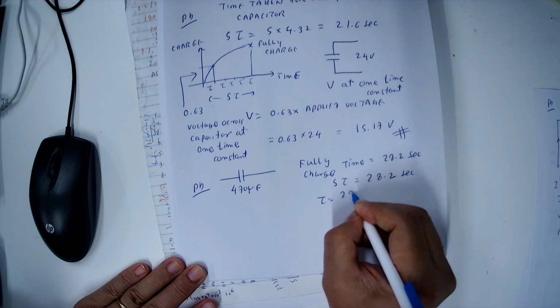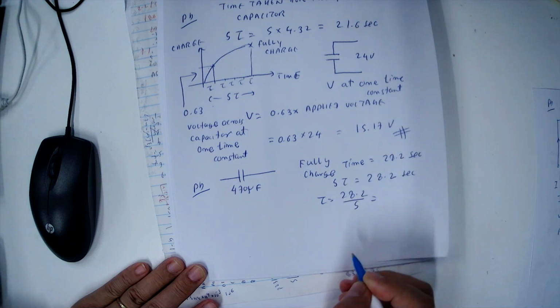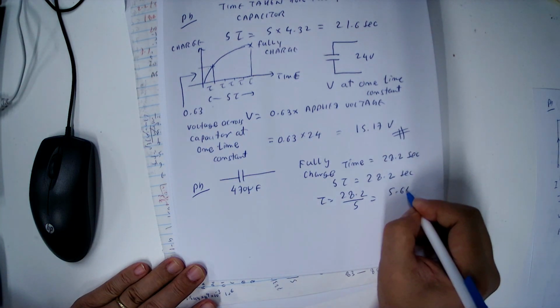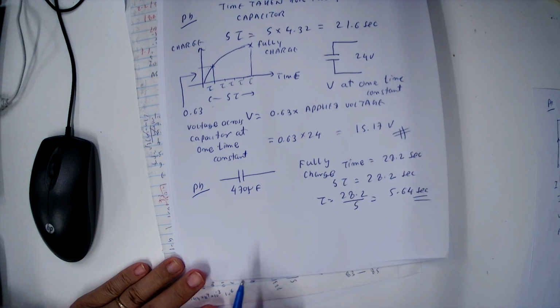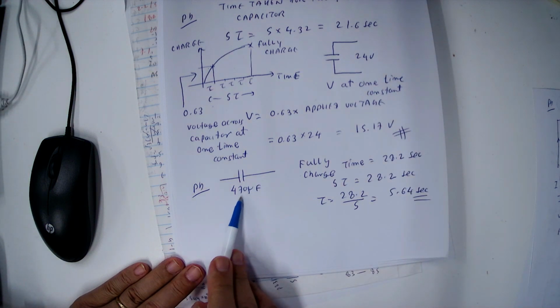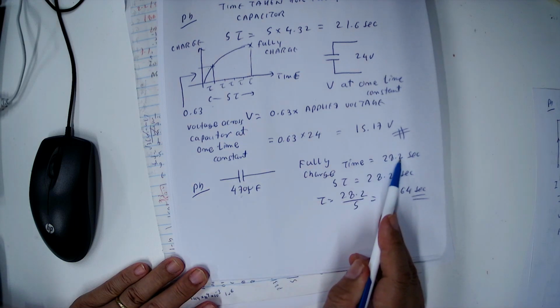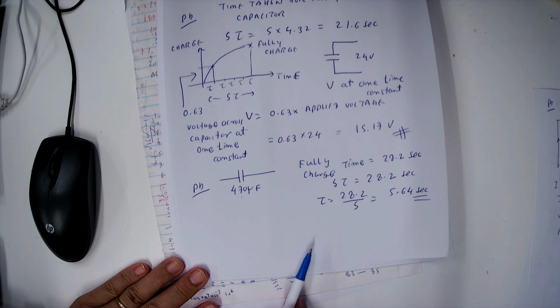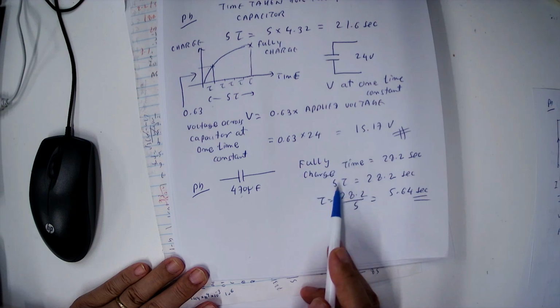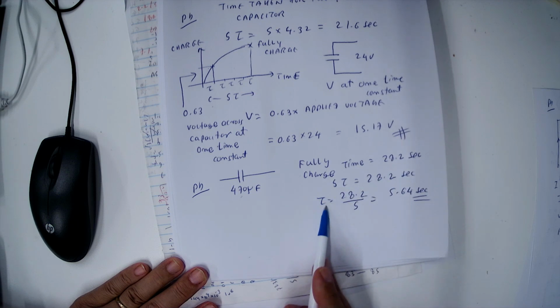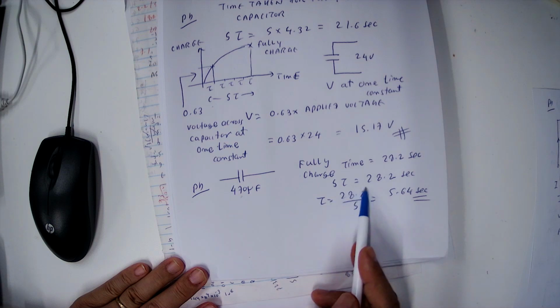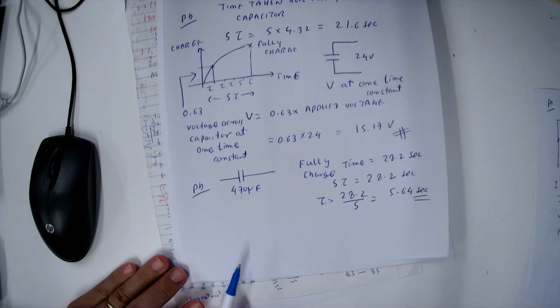So 28.2 divided by 5, you get 5.64 seconds. So to charge the 470 microfarad capacitor, it needed 28.2 seconds. From here, you need to find the time constant. To fully charge, it will take 5 time constants. 5 time constants is 28.2. Therefore, the time constant tau equals 28.2 divided by 5. You get 5.64 seconds.